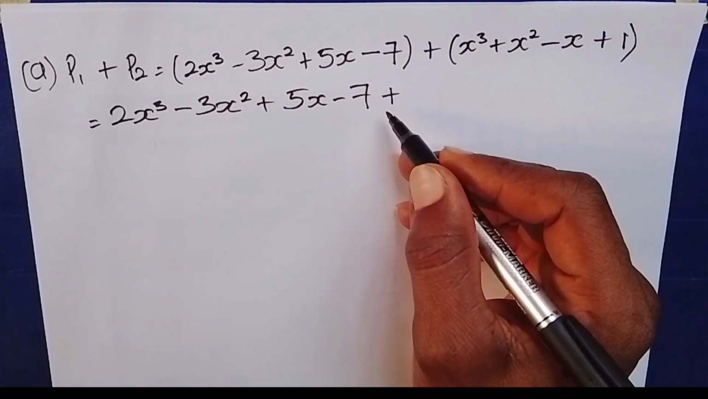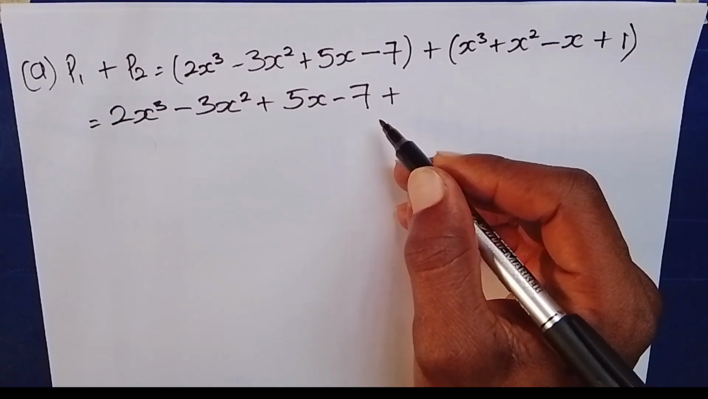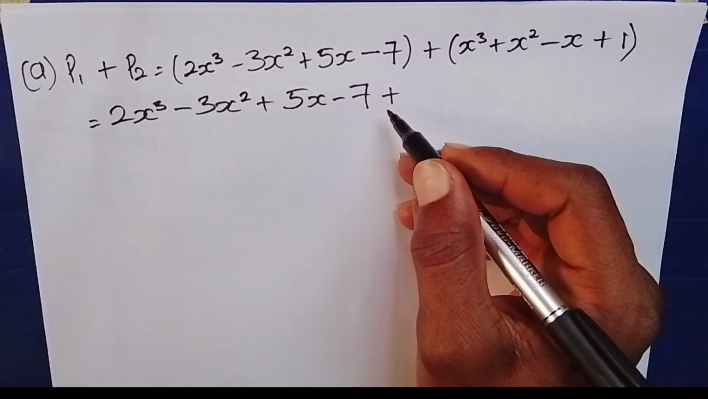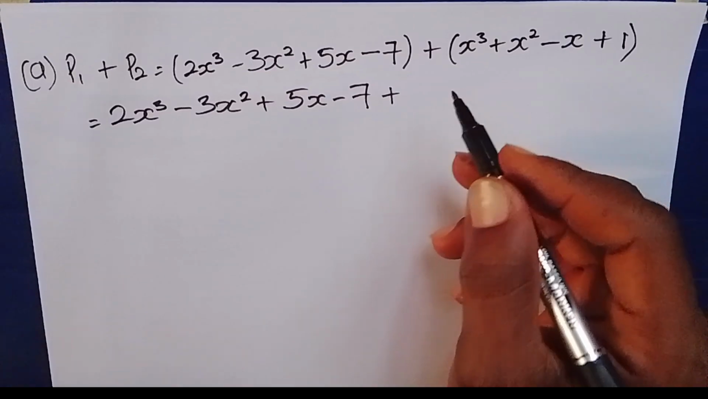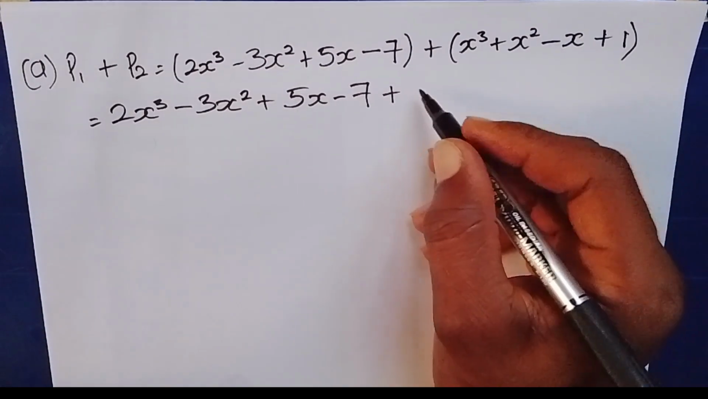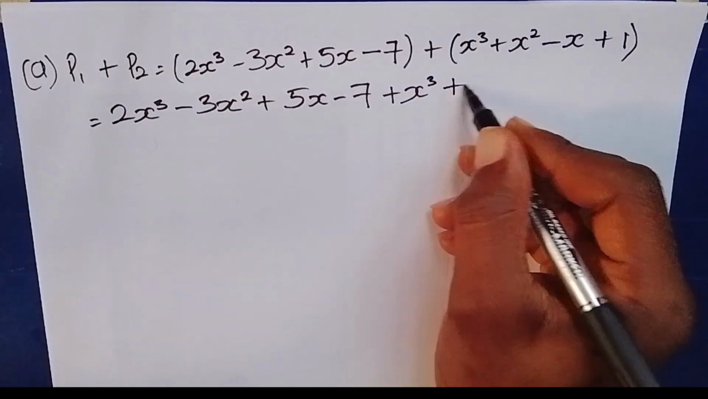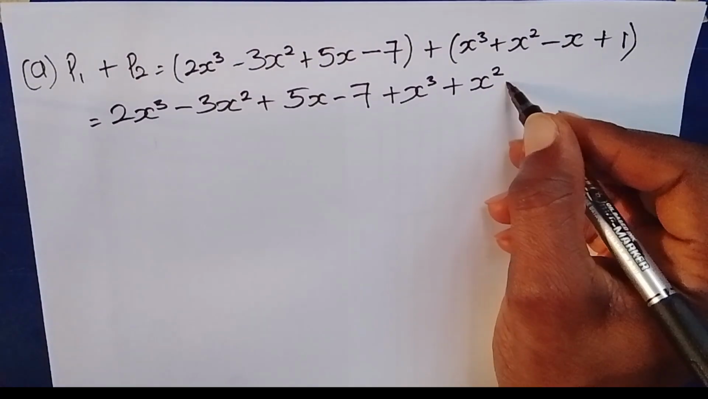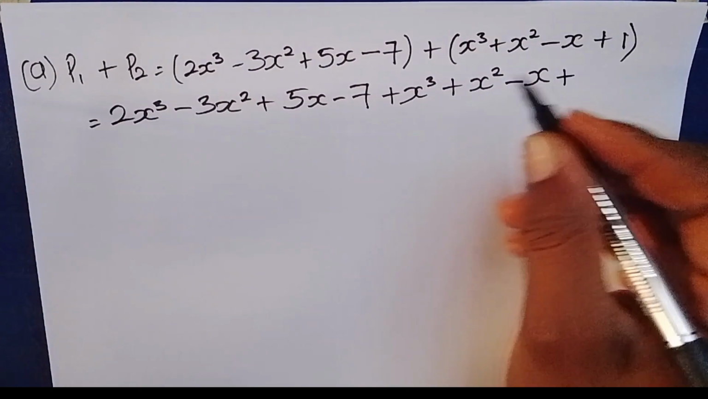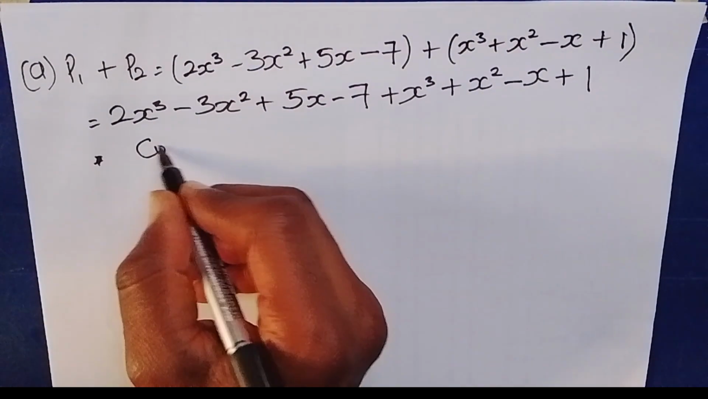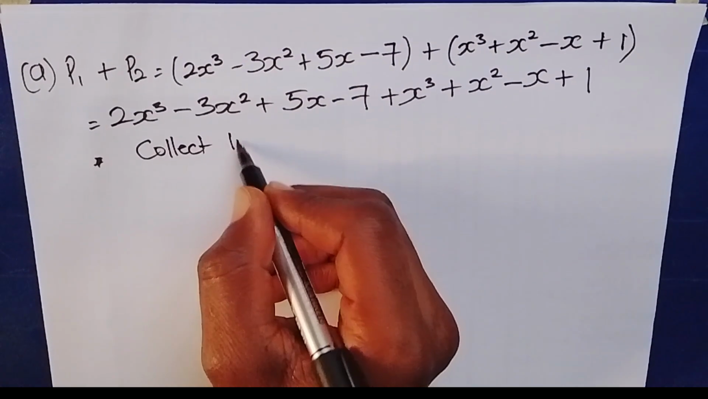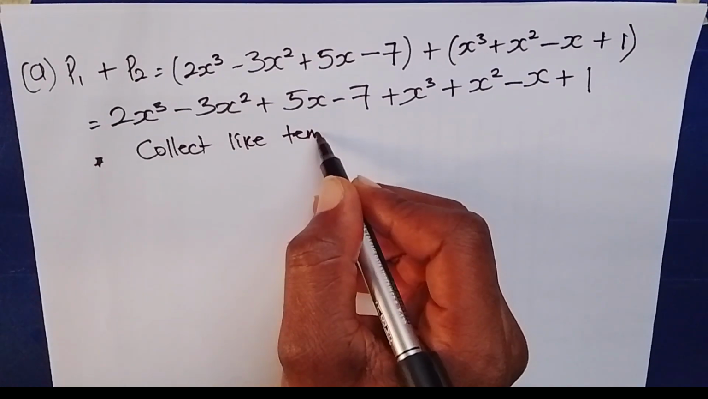Now I'd like you to pay attention to this, because I noticed this is where a lot of students get things wrong. For a positive sign, once you open your brackets, everything inside the bracket remains the same. You see the difference when we are doing the minus. So this becomes x cubed plus x squared. Everything remains the same with a positive outside the bracket. That is this positive. So what we do next is we collect like terms.